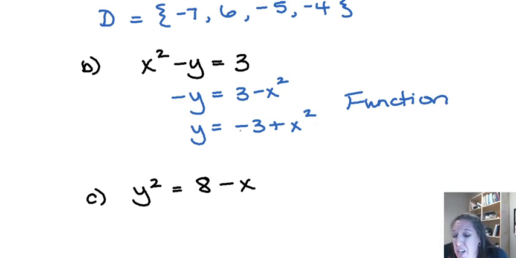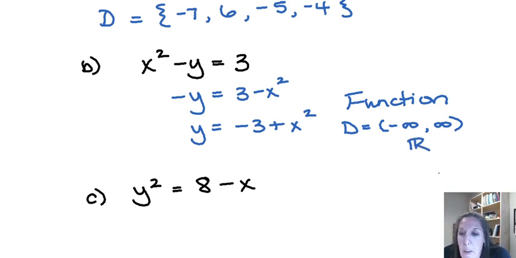Since we are squaring it and subtracting 3, we can take any number, square it, and subtract 3. We don't have any restrictions, so our domain is going to be from -infinity to infinity, or you could also use the symbol for all real numbers, which is called a double bar R.